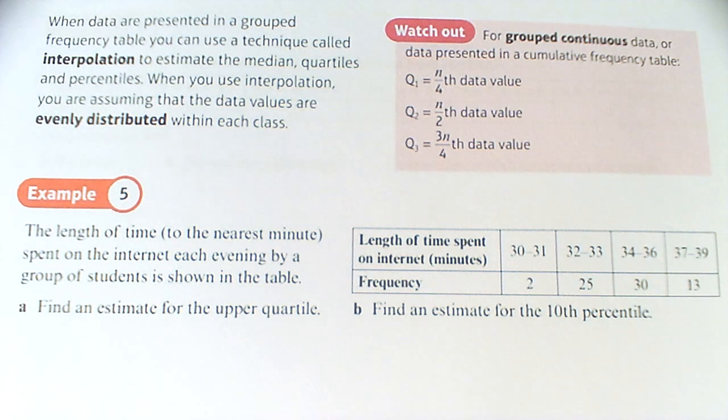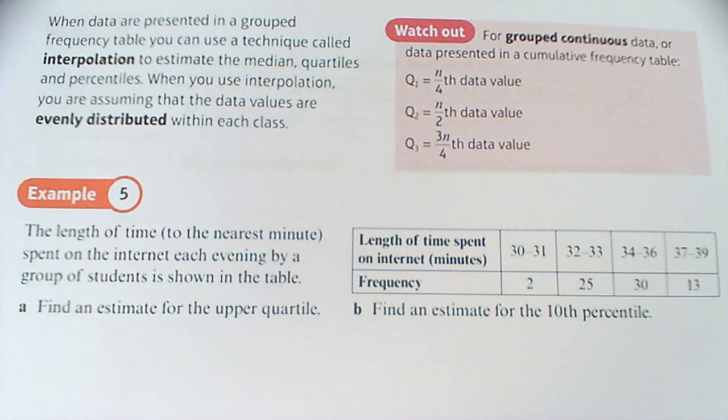Example 5 is the start of using a technique called interpolation. Sometimes when you have a grouped frequency table, you can work out an estimate for things like the upper quartile, lower quartile and the median, and also any percentiles. This is a really tricky example where we're going to introduce percentiles. We're also going to look back at bounds used in S1.